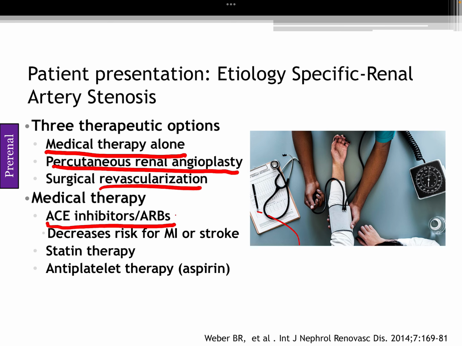So, and also it helps secondary prevention in decreasing your risk for an MI or a stroke. Now, the other thing we do is statin therapy and antiplatelet therapy. Now, this is very typical for anybody with cardiovascular disease, and once again, this is helping prevent the risk for an MI or a stroke.